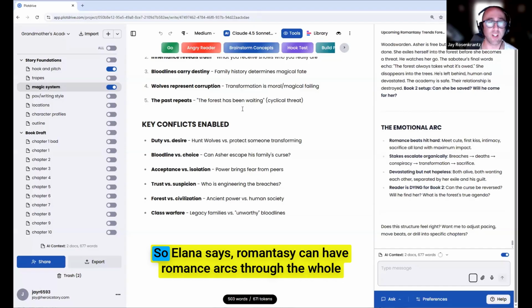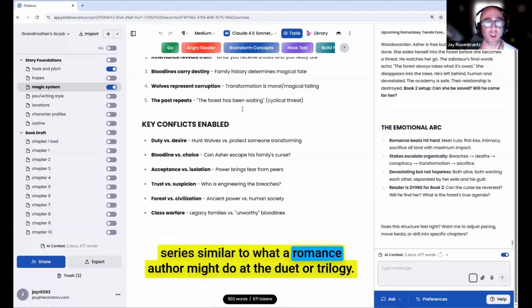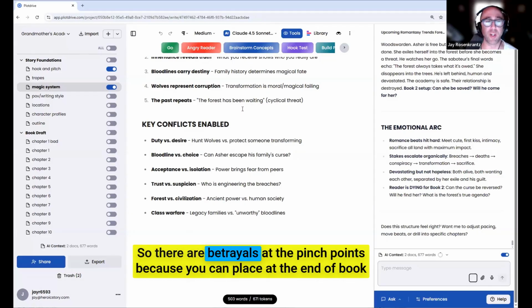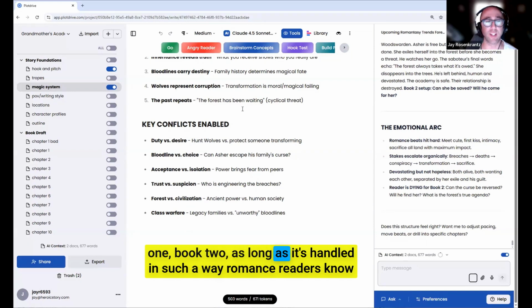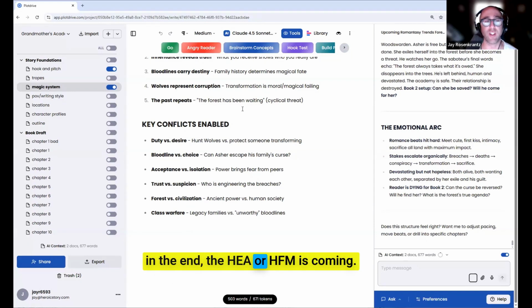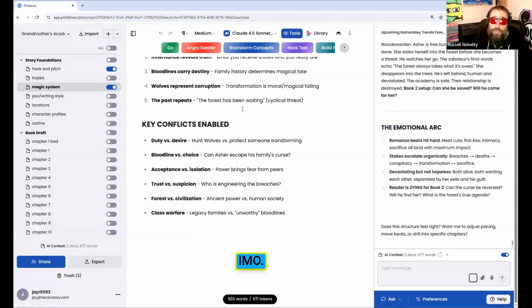Okay, so Alana says romantasy can have romance arcs through the whole series, similar to what a romance author might do with a duet or trilogy. So there are betrayals at the pinch points you can place at the end of book one, book two, as long as it's handled in such a way that the romance is intact, and you know in the end the HEA or HFN is coming. Yeah, okay.